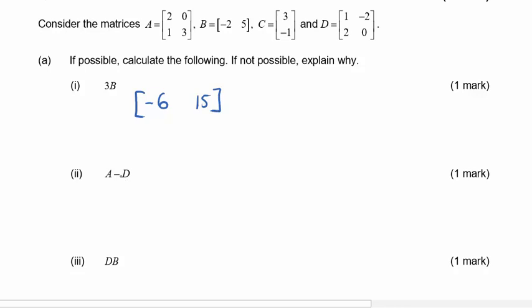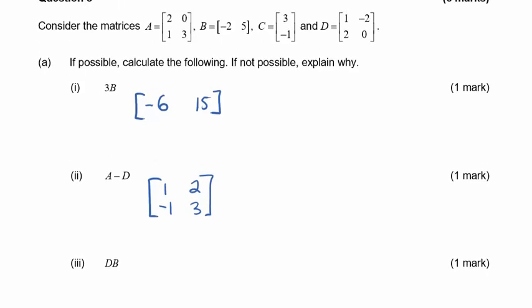A take D. So for this to work, they have to have exactly the same dimensions. So we have a 2 by 2 matrix, 2 rows and 2 columns, and D is also a 2 by 2. So this is going to work, and the answer is each element of our matrix subtracted piece by piece. So 2 take 1 is 1, 0 subtract -2 becomes +2, 1 subtract 2 makes -1, and 3 subtract 0 is just 3.